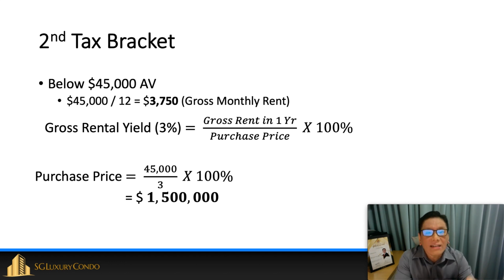Now, if we look at the second tax bracket, which is below 45,000 annual value, you will find out that the gross monthly rent is less than 3,750. And again, when we play around with this formula, we should be looking at a purchase price of below 1.5 million. So what are the implications?